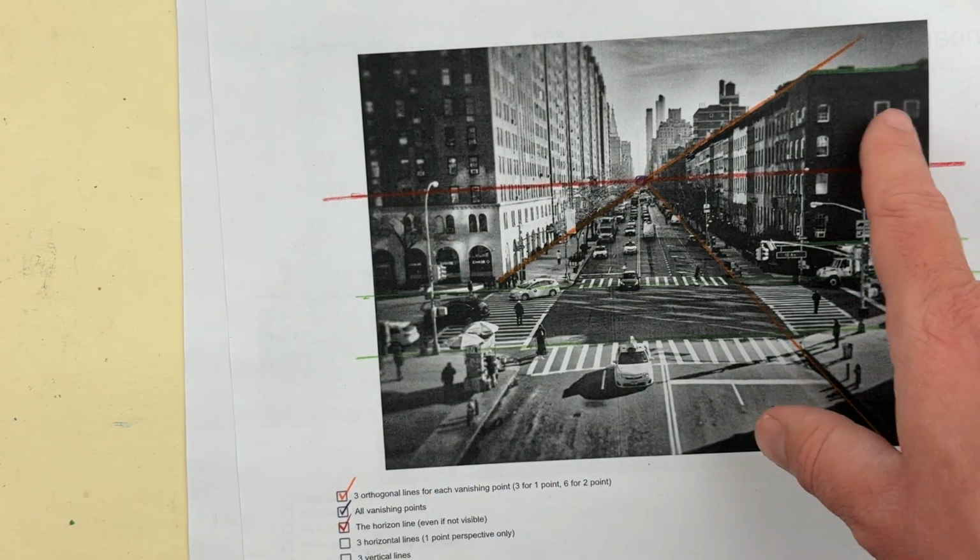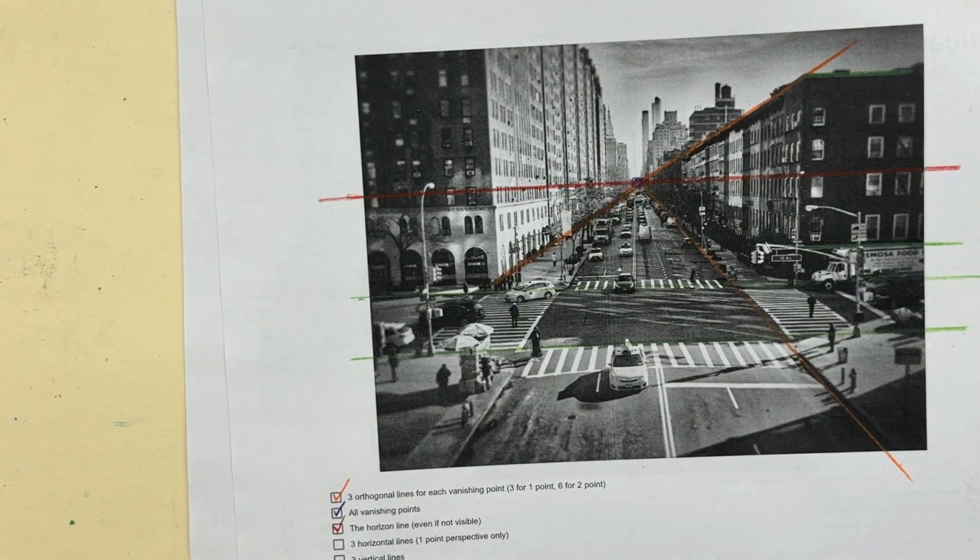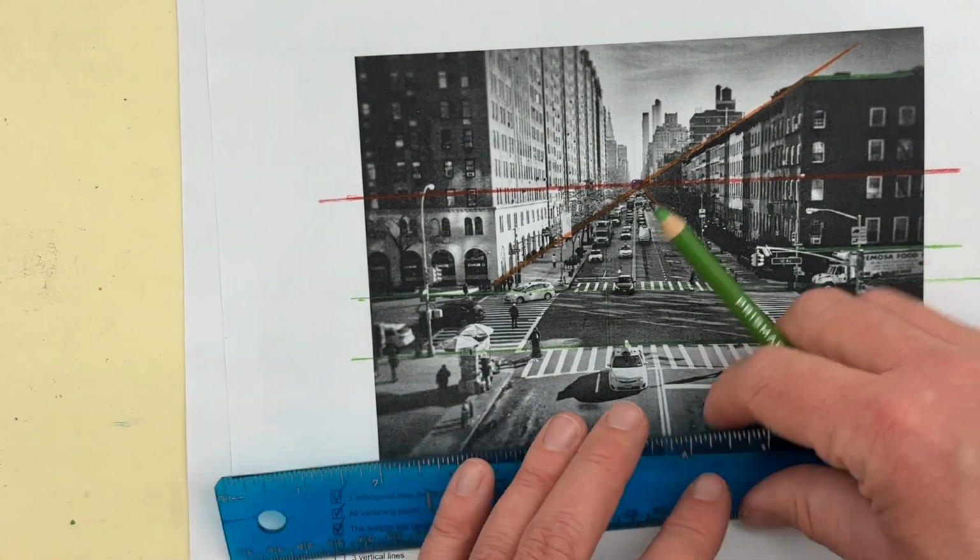Any that aren't in perspective are going to have horizontal edges for the top and the bottom. You could also do the windows on these sides, this side and this side. Those would all be good horizontal lines. All right, so we've got enough of those horizontal lines.